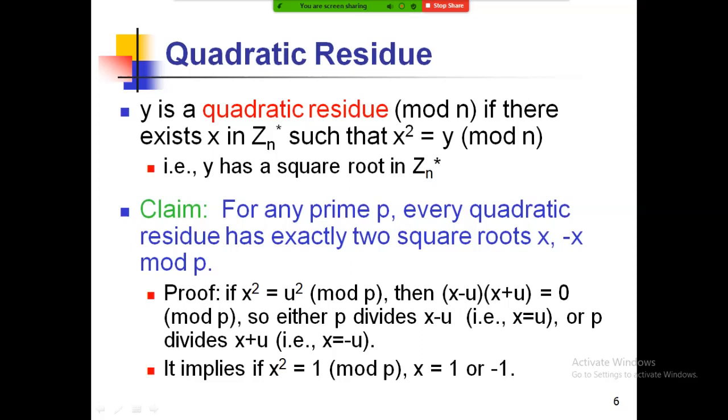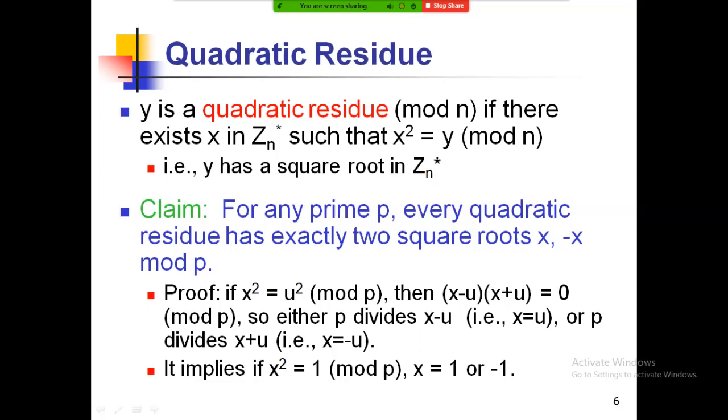Okay. So here I want to say y is a quadratic residue mod n if there exists x in Zn asterisk such that x square is congruent to y mod n. That is, what is the meaning? y has a square root in Zn asterisk. y should have a square root in Zn asterisk.